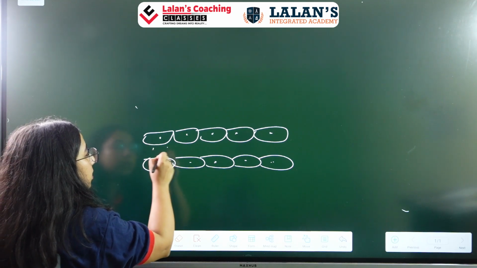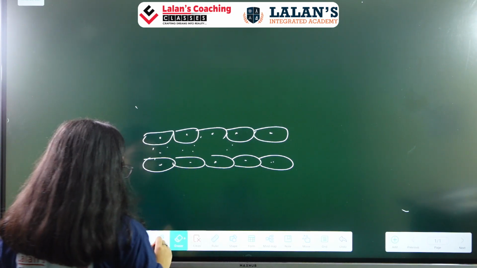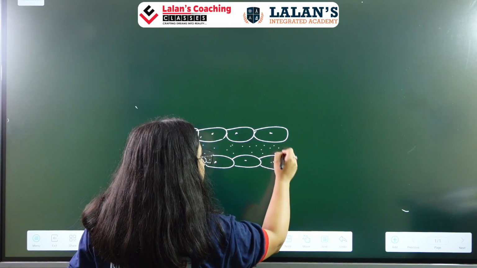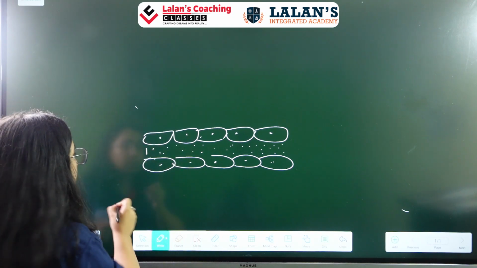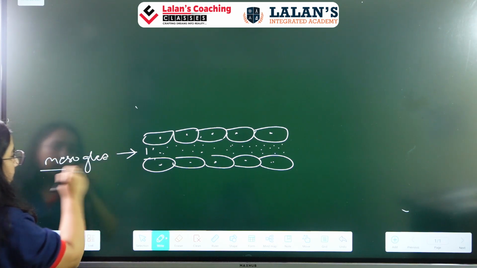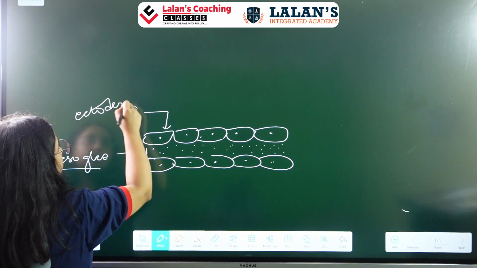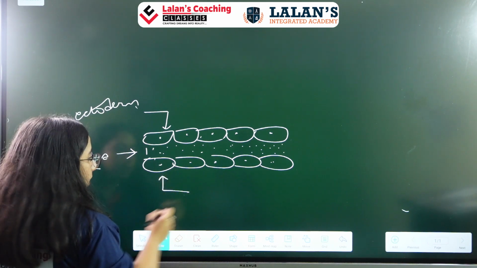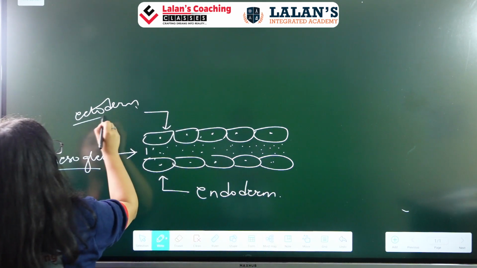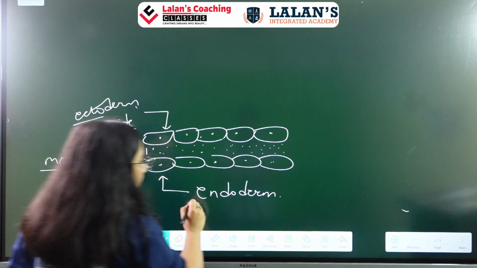In between those germ cell layers we have a jelly-like, fluid-filled space that is called the mesoglea. The outer layer is called the ectoderm. The inner layer is called the endoderm. Now here the word ecto means outside, and the word endo means inside.